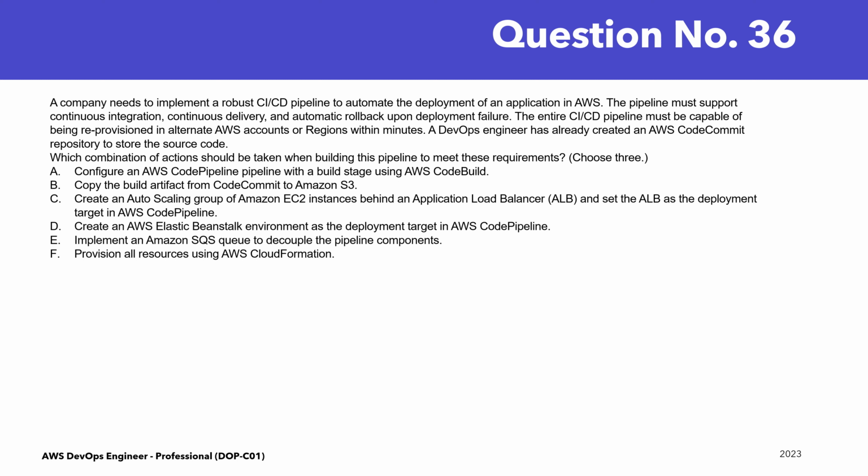Choose 3. A. Configure an AWS CodePipeline with a build stage using AWS CodeBuild. B. Copy the build artifact from CodeCommit to Amazon S3. C. Create an auto scaling group of Amazon EC2 instances behind an Application Load Balancer, ALB, and set the ALB as the deployment target in AWS CodePipeline. D. Create an AWS Elastic Beanstalk environment as the deployment target in AWS CodePipeline. E. Implement an Amazon SQS queue to decouple the pipeline components. F. Provision all resources using AWS CloudFormation. Correct answer, A, B, D.